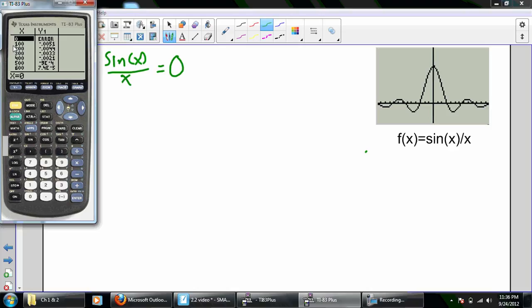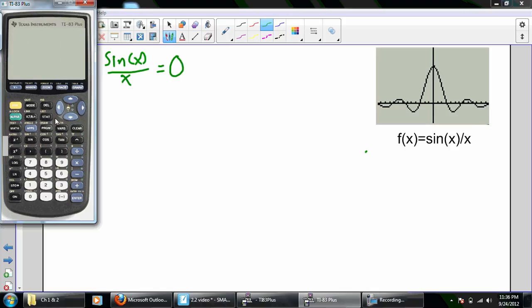But as you take a look here, as our numbers get larger and larger, and notice we're doing this actually fairly quickly, they are starting to get closer and closer to 0. Negative 0.0051, negative 0.0044, negative 0.0033. They get smaller and smaller as our x's get larger and larger. So they are getting very, very close to 0.